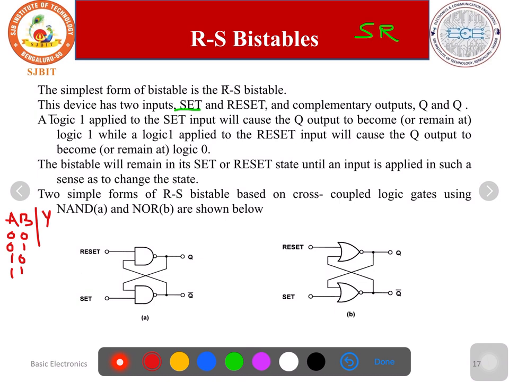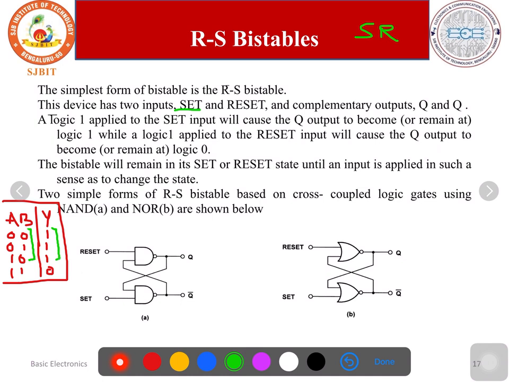It is a NAND gate. 0 and 0 is 0, its complement is 1. 0 and 1 is 0, its complement is 1. 1 and 0 is 0, its complement is 1. The last one, 1 and 1 is 1, its complement is 0. So this is the truth table of the NAND gate. Just observe the NAND gate truth table. Here, if any one of the inputs is 0, the output becomes 1 irrespective of the other input.